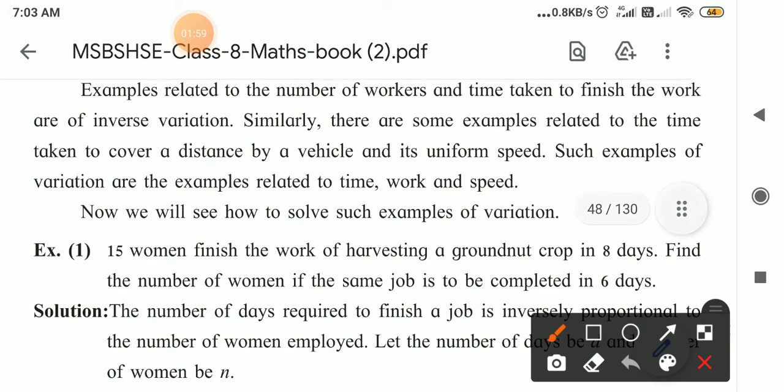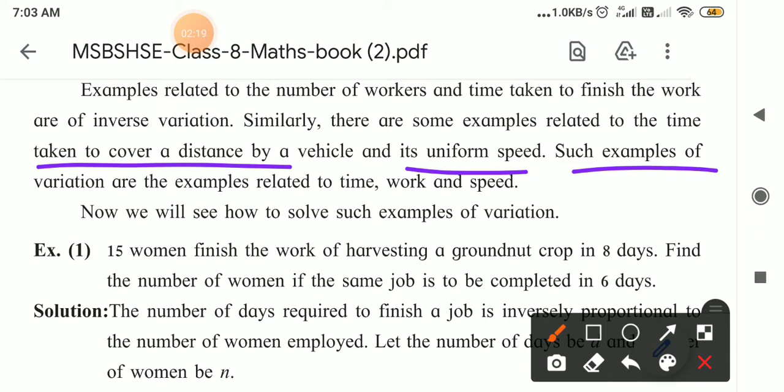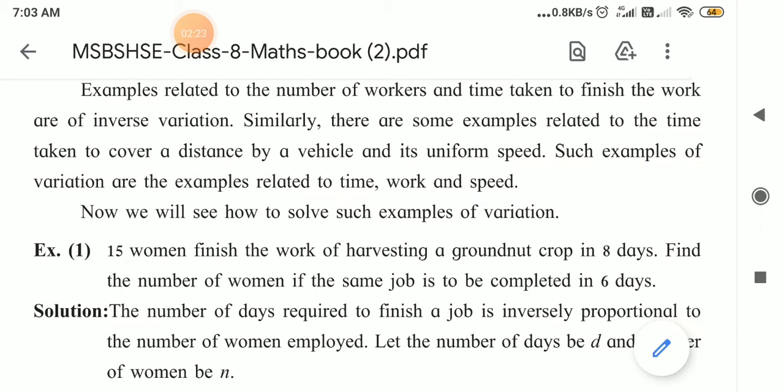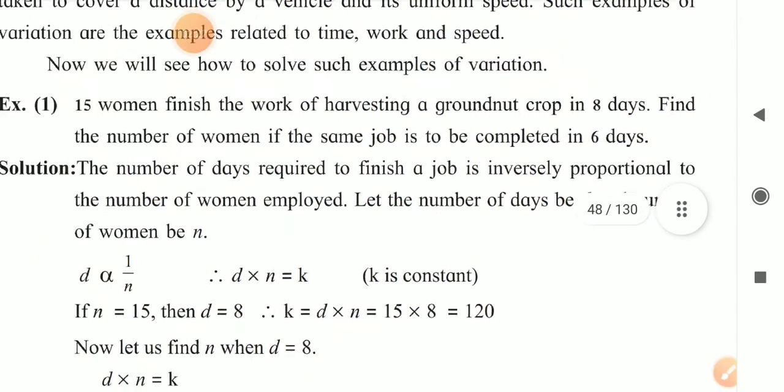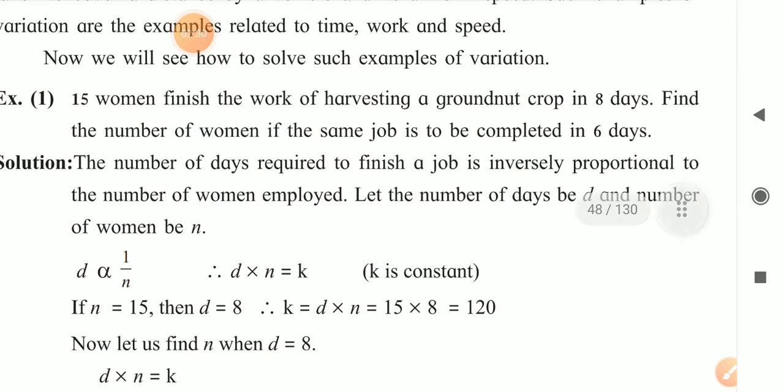Similarly, there are some examples related to the time taken to cover a distance by a vehicle. Vehicles are also the same: if the distance is the same and the speed is not changing, there is uniformity. Such examples of variation are exactly related to time, work and speed. So let us see how to solve these examples using our variation method.